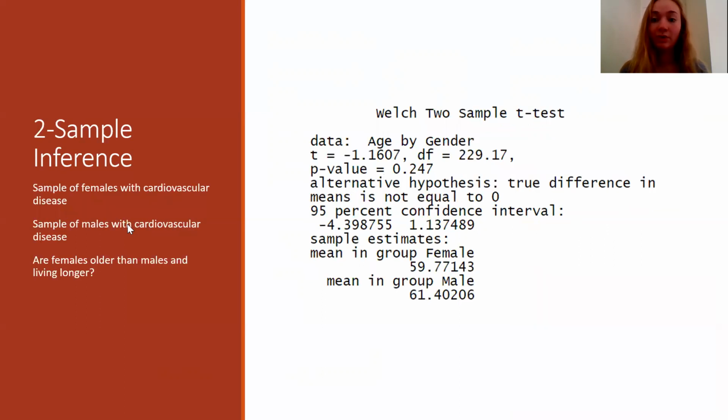And so for 2 sample inferences, I looked at males and females as my 2 samples to see if females are on average older than men. In general, women live longer than men, but I wanted to see if it holds true for a population that is at cardiovascular risk. So my population 1 is going to be all the females diagnosed or at risk with cardiovascular disease, and population 2 is going to be all the males diagnosed or at risk for cardiovascular disease. My goal is to estimate the mean for the females minus the mean for males. I did a t.test and my confidence interval was -4.3 and 1.13.